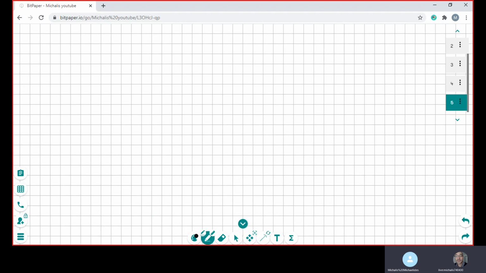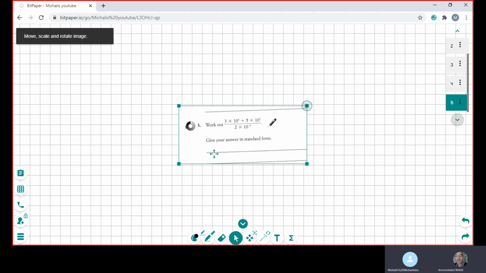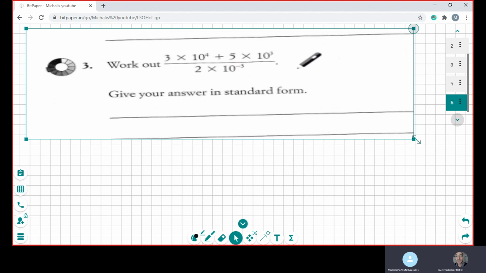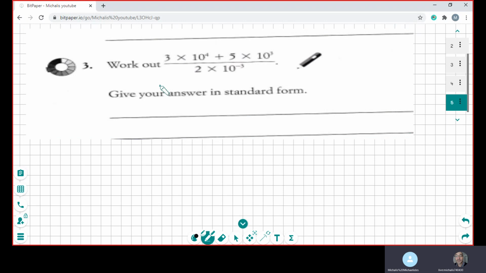Okay, the next exercise is standard form. You need to be able to work with standard form. So in this exercise, they will have a fraction and addition of numbers in standard form. And in order to simplify this fraction, you need to add the numbers on the numerator. So it's a good idea here to simplify the numerator.